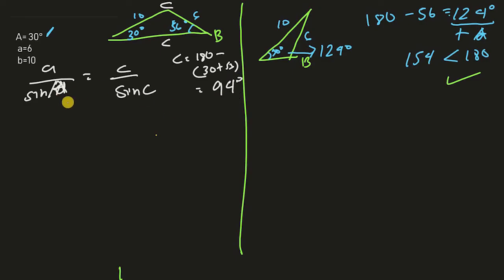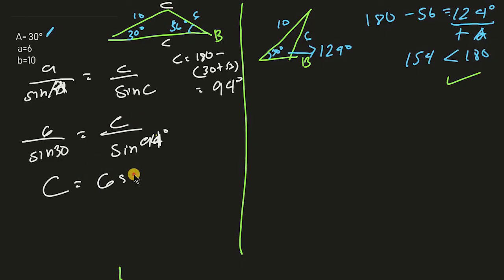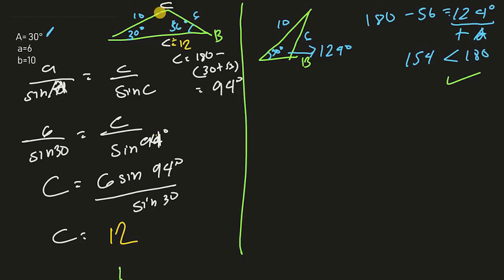So we can proceed with the sine law. A is 6 over sine 30 is equal to C over sine 94, and C is what we are looking for. We now know that angle C is 94 degrees. So let's transpose this to the other side to find side C. So C would be equal to 6 sine 94 degrees over sine 30. Solving that in our calculator gives 12. So the value of our side C is equal to 12, and the value of our angle C is 94.